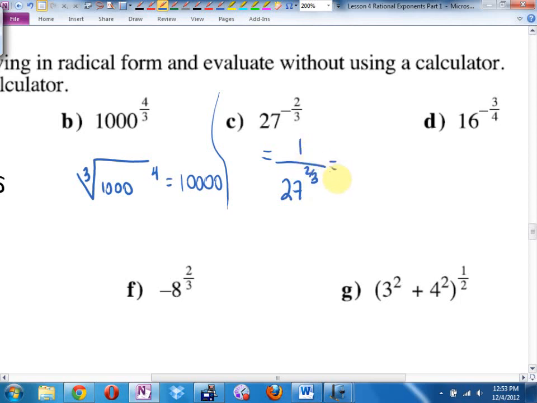So this is 1 over the what root of what to the what? Cube root of 27 squared. Cole, what's the cube root of 27? What's the cube root of 27, Kirkland? 3 squared. Squared. 9. There's going to be a 1 on top and a 9 on the bottom.